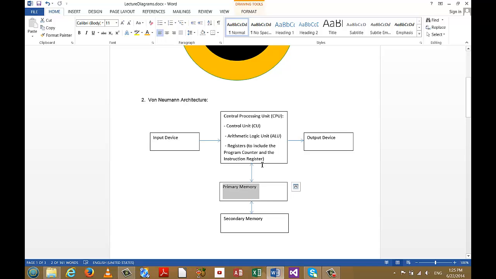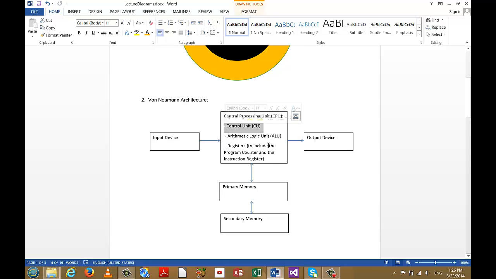Now, the other thing that Von Neumann suggested was that there needed to be something that he called the central processing unit. This is really the brains of the computer. This is where the processing goes on. And what he thought was needed was something called a control unit. And a control unit is electrical circuits that are designed to read and decode and carry out program instructions.